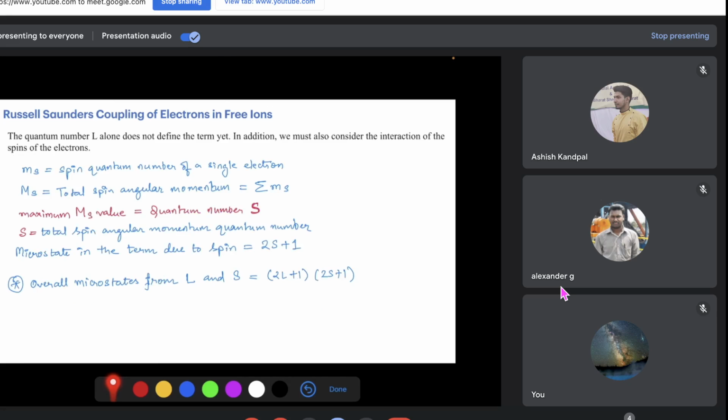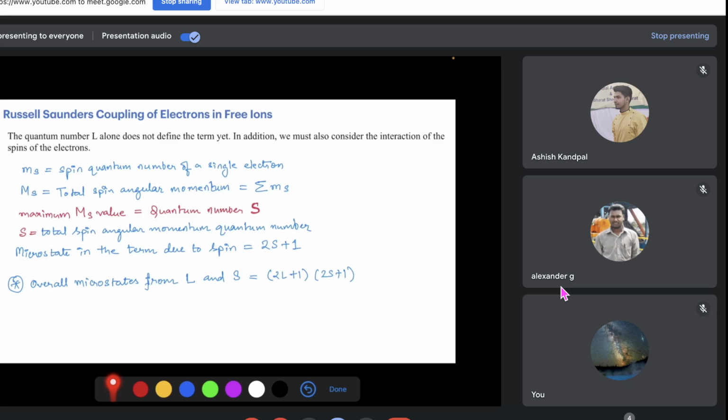The quantum number capital L alone does not define the term yet, so we need to consider the interaction of the spin of the electrons. That is ms, the spin quantum number of a single electron, and capital MS is the total spin angular momentum, the summation of each electron's ms value. The maximum MS value gives the quantum number denoted as capital S, the total spin angular momentum quantum number, and the microstates due to this are 2S plus 1.